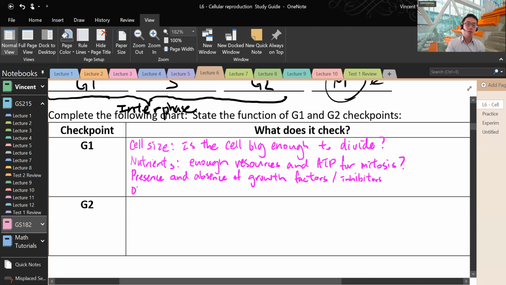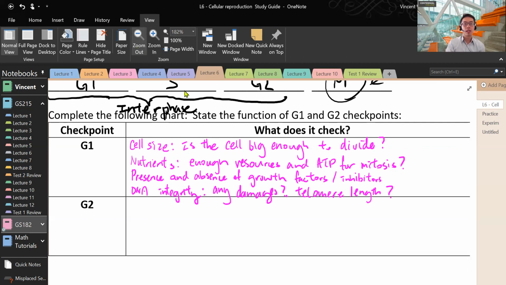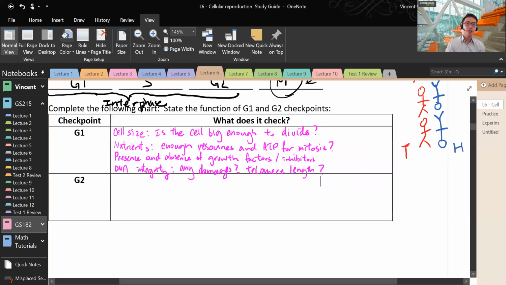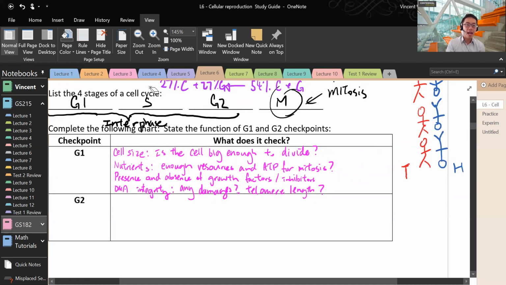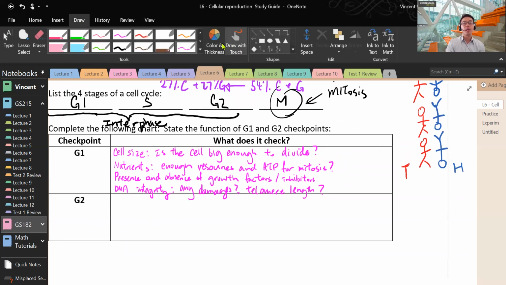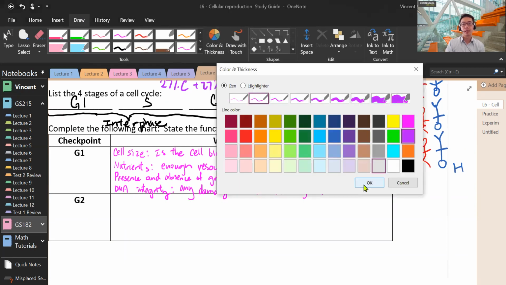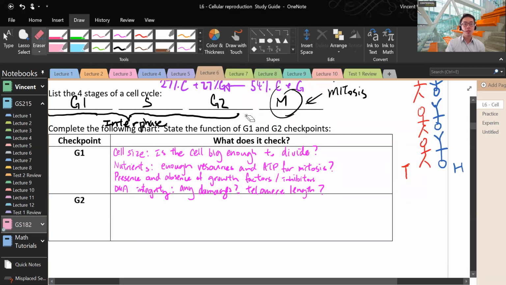And finally, we also want to check for DNA integrity. Okay, are there any damages? Right, we want to check for things like telomere length. If you don't know what telomeres are, I'll explain later. Okay, so all these things. Right? So if everything is good, we're going to go ahead and proceed to the S phase, where you will be copying all your DNA. Okay. And afterwards, we're going to proceed to another checkpoint, G2.